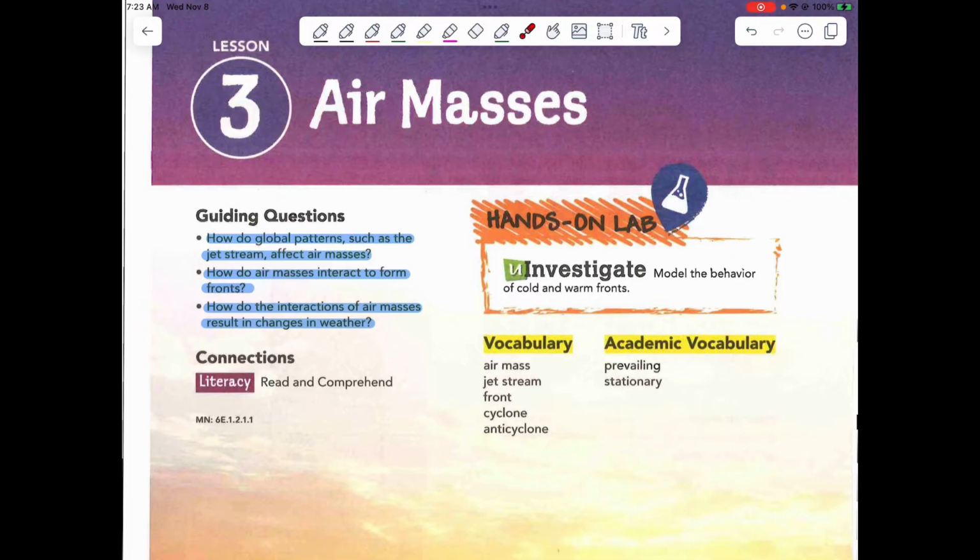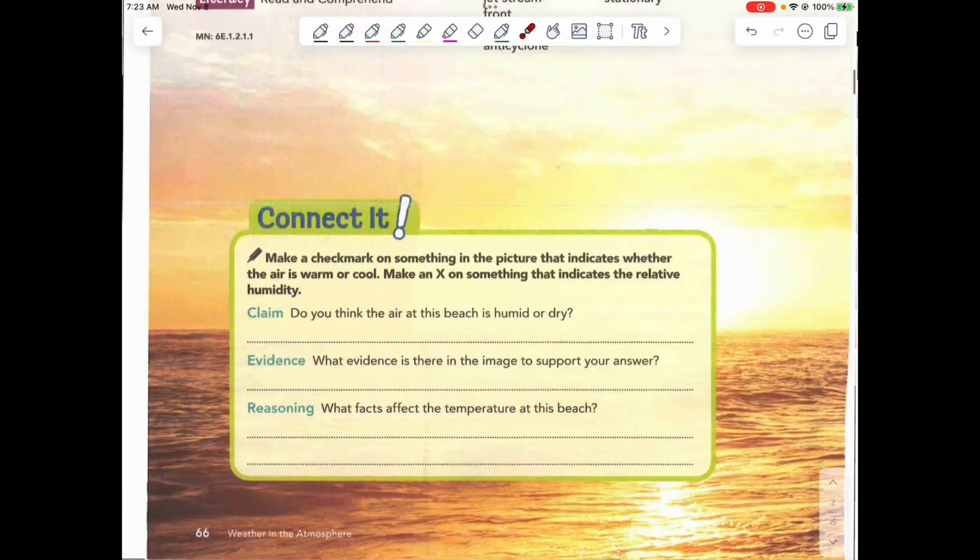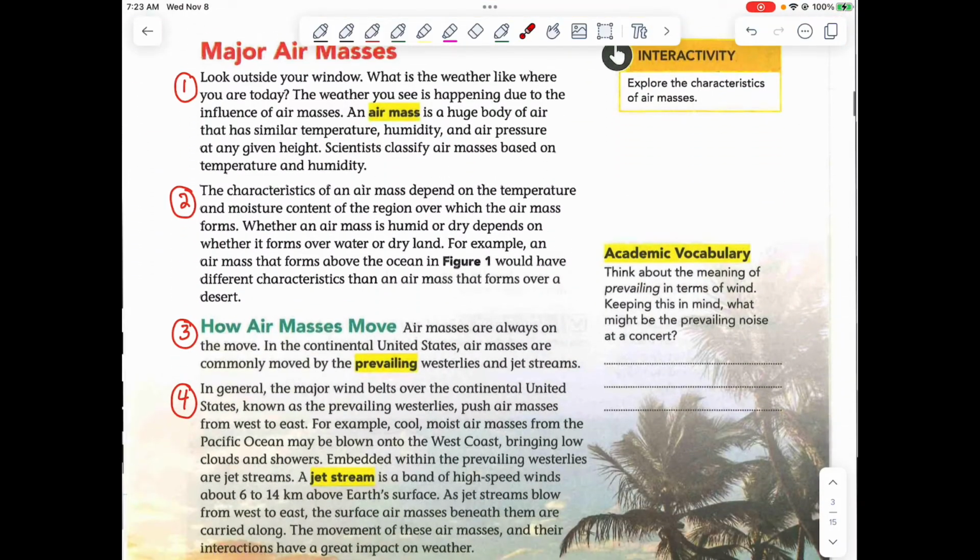Take a moment, highlight that, pause if you need to, and move on when you're ready. If you have not done the marking of the paragraphs on our next page, please mark 1, 2, 3, and 4.